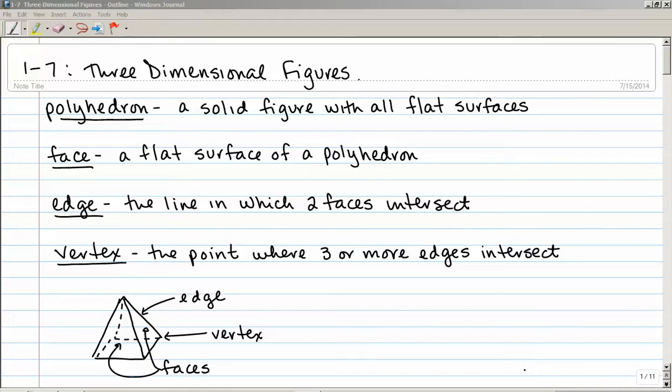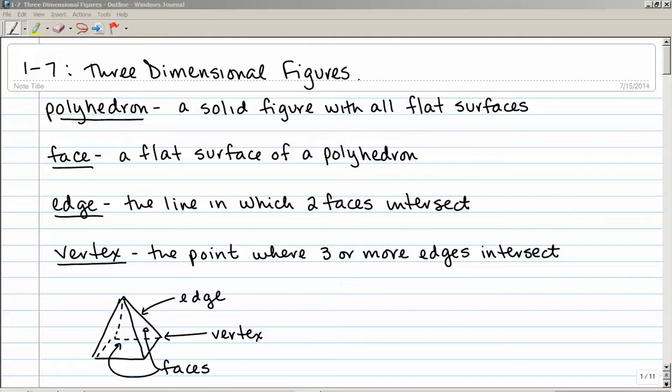Section 1.7 is on three-dimensional figures. Let's start out with a few definitions. A polyhedron is a solid figure with all flat surfaces. In the last section, when we looked at two-dimensional figures, we had polygons. In this case, since we're talking about a three-dimensional figure, we call it a polyhedron.